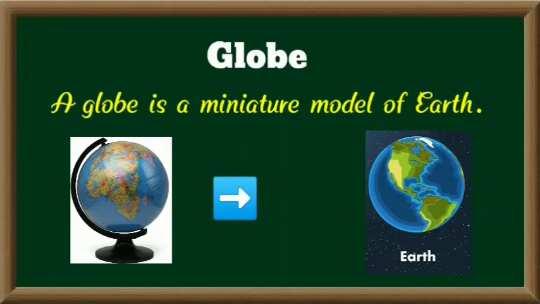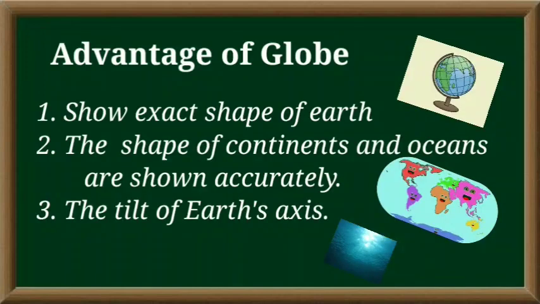So let's start. A globe is a miniature model of Earth, or we can say a globe is a small scale three-dimensional model of the Earth. A globe helps us to learn many things about Earth, such as the exact shape of Earth, the names, shapes, size, and location of continents, countries, oceans, and seas, and the tilt of Earth's axis.